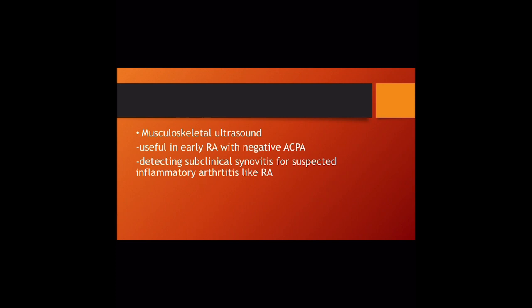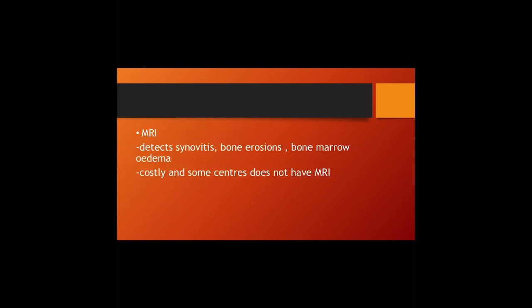Musculoskeletal ultrasound is useful in early RA with negative ACPA. It can detect clinical synovitis for suspected inflammatory arthritis like rheumatoid arthritis. MRI is better, it's good, but it's costly and some centers do not have MRI.